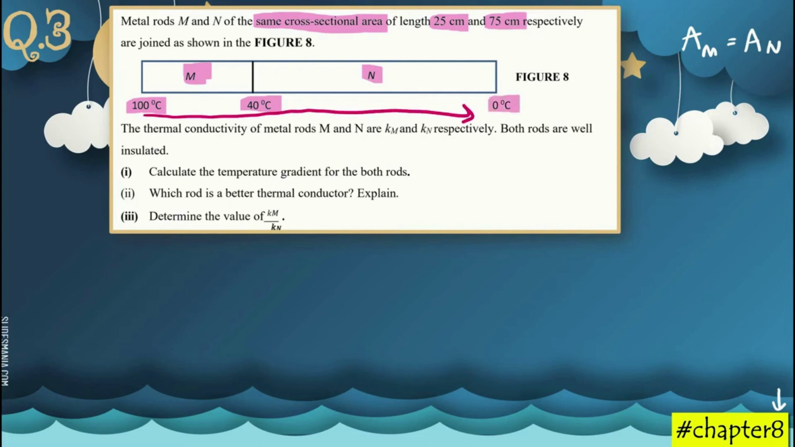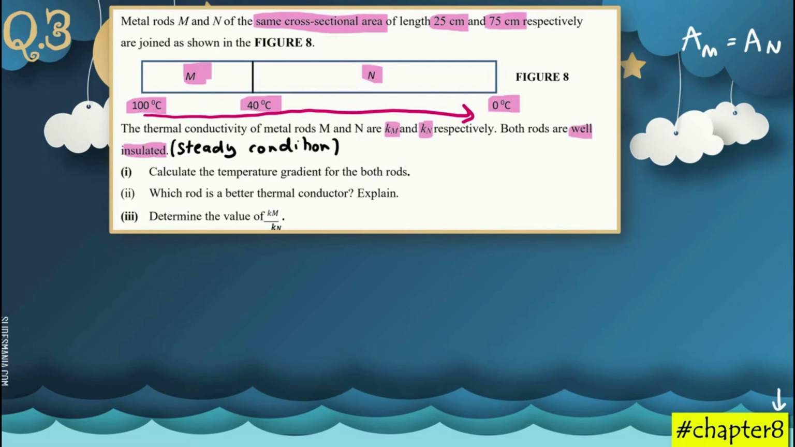So this is the direction of heat flow. The thermal conductivity of the metal rods M and N are Km and also Kn. So the values are not given. Both rods are well insulated. So when the question says it is well insulated, it means that they are in steady state or steady condition. The rate of heat transfer for M and N is equal.